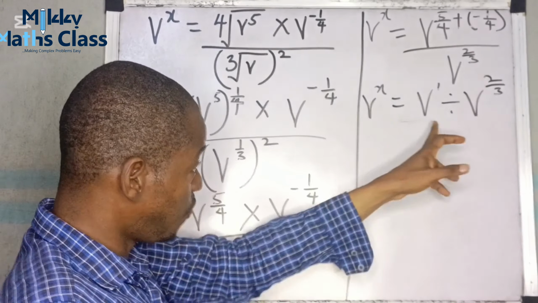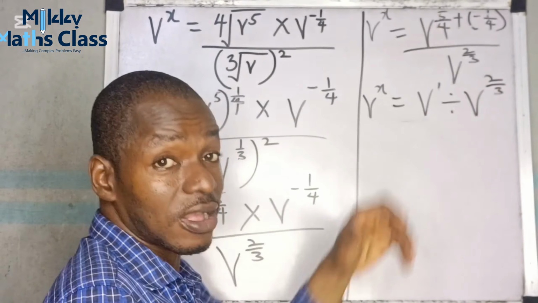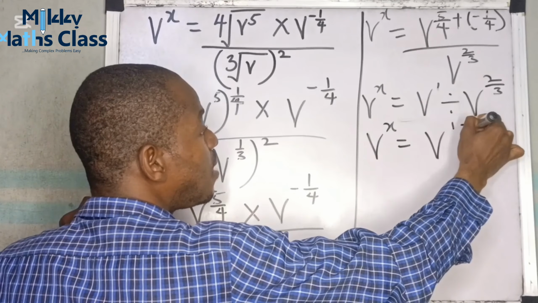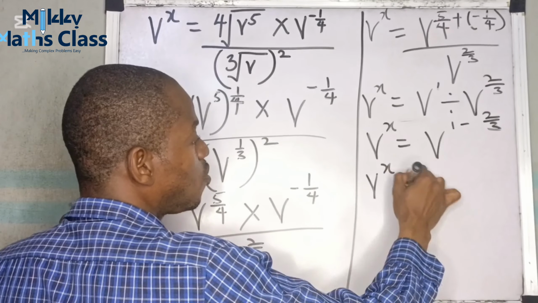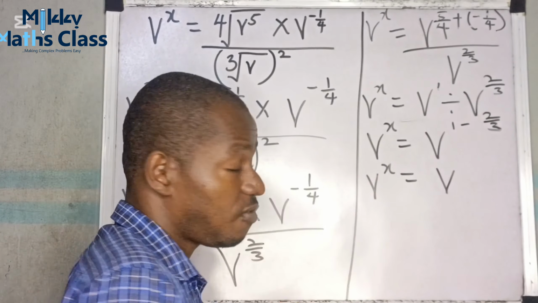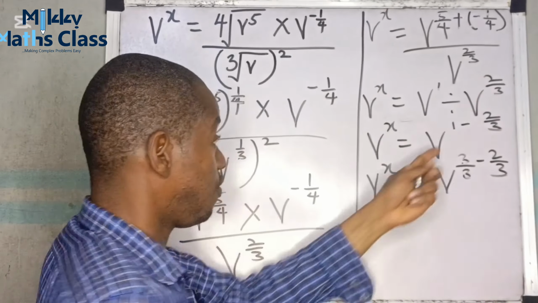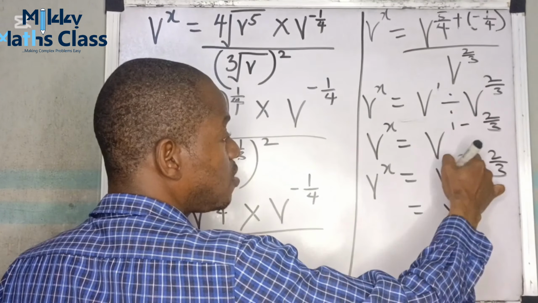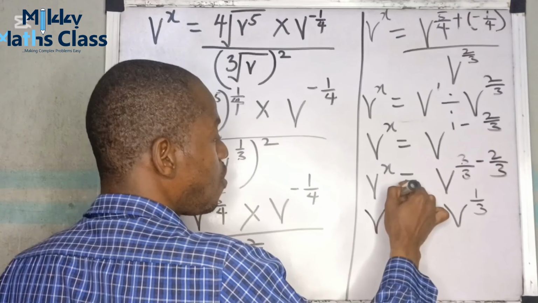Now, from your division law, since they have the same base, we can subtract the powers. So V to the power of X is equal to V to the power of 1 minus 2 over 3. 1 can be written as the equivalent fraction 3 over 3, so 3 over 3 minus 2 over 3. Or if you like, you take the LCM, you still get the same thing. So this becomes V to the power of 3 minus 2, that's 1, so 1 over 3 is equal to V to the power of X.